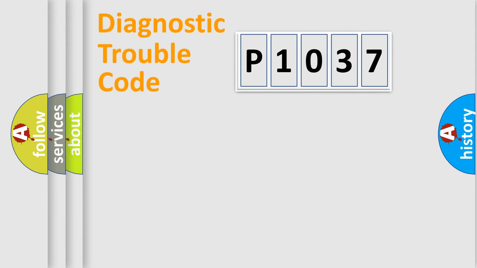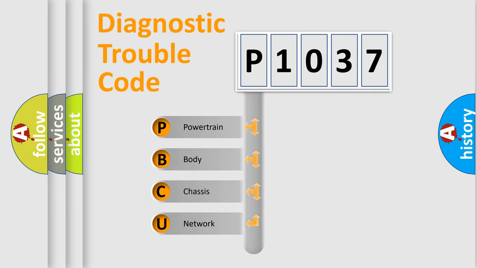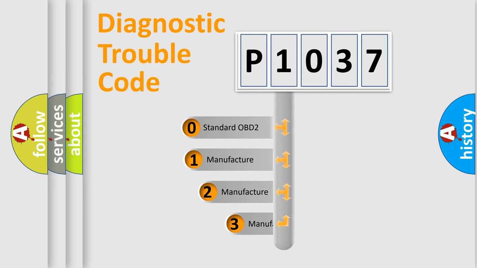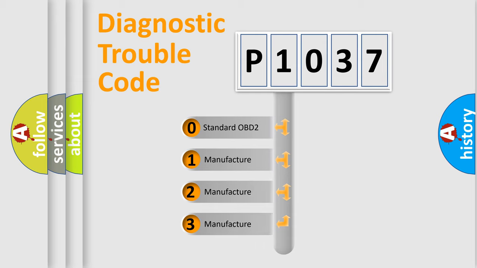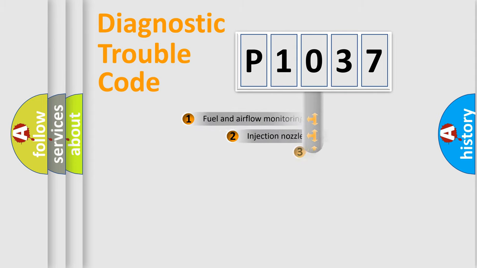Let's do this. First, let's look at the history of diagnostic fault code composition according to the OBD2 protocol, which is unified for all automakers since 2000. We divide the electric system of an automobile into the four basic units: powertrain, body, chassis, network. This distribution is defined in the first character code. If the second character is expressed as zero, it is a standardized error. In the case of numbers 1, 2, 3, it is a more prestigious expression of the car-specific error.